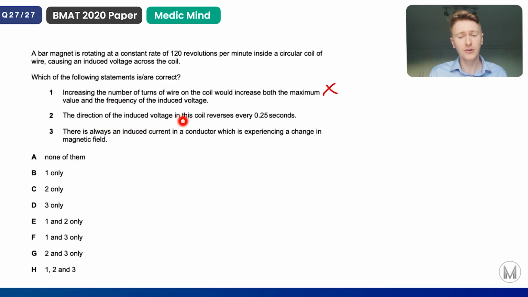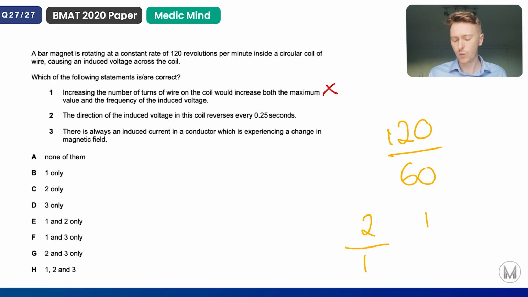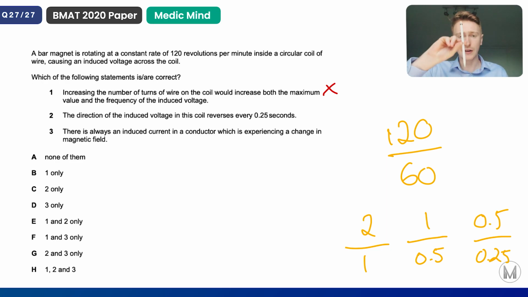Number 2, looking at the direction of the induced voltage in the coil reversing, remember that the direction of the current reverses, the voltage reverses every half turn. Now, if we look at the 120 revolutions in 60 seconds, that's the same as 2 revolutions every 1 second, 1 revolution every 0.5 seconds, and 0.5 revolutions every 0.25 seconds. Essentially what we're saying is that the current is flipping because we're going through half revolutions every 0.25 seconds. Essentially, that means that number 2 is correct.